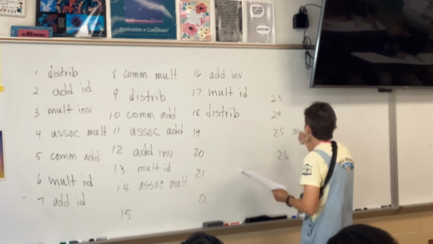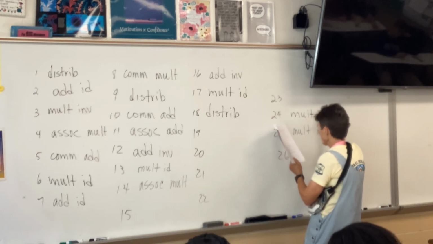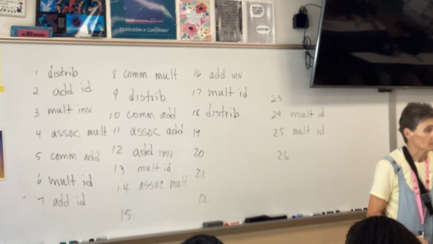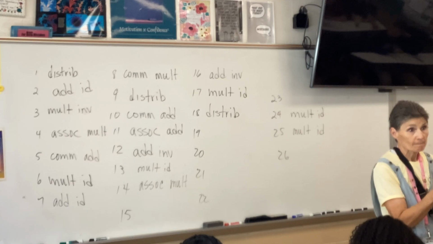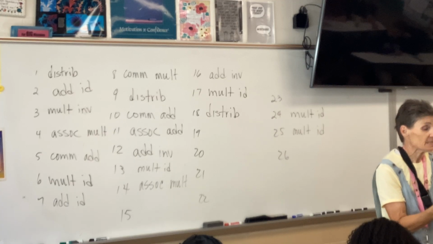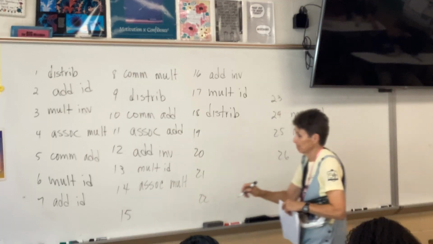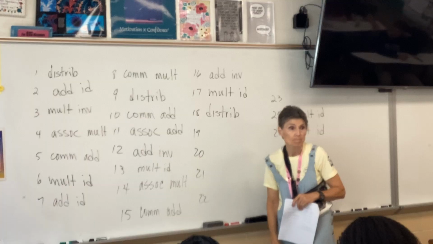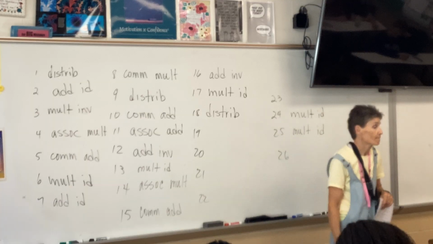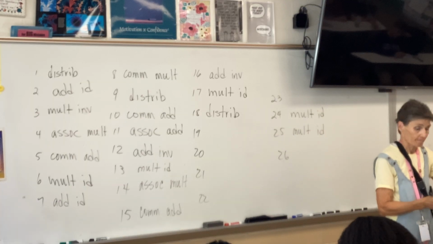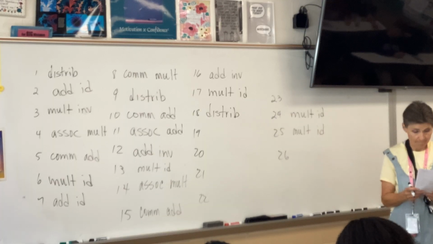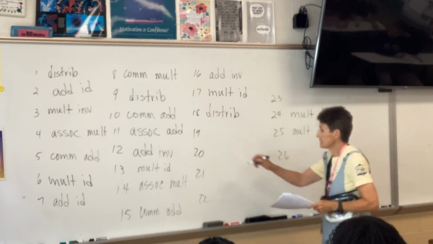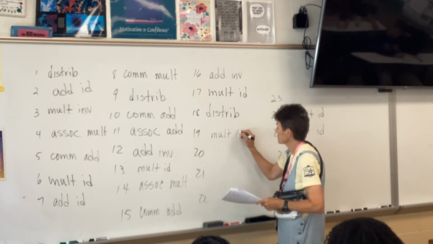24 is multiplicative identity. Let me say it again. Anytime you multiply by 1, you're multiplicative identity. Is 15 commutative? 15 is commutative of addition, yep. Perfect. Yeah, 19 is multiplicative inverse.